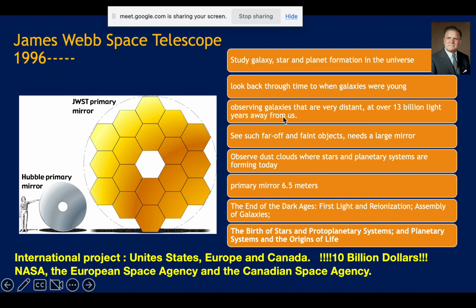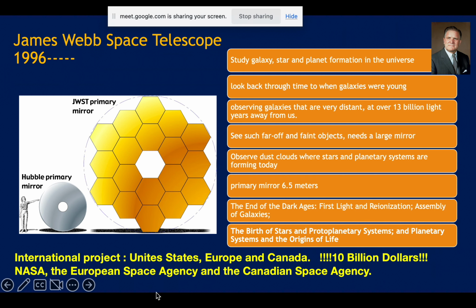And basically the idea was that if you want to look at the origin of the universe, you basically need to see galaxies which are very, very far away from us. Okay, and they also wanted to look at young stars, young planetary systems, exoplanets. Again, these would be observable in the infrared.